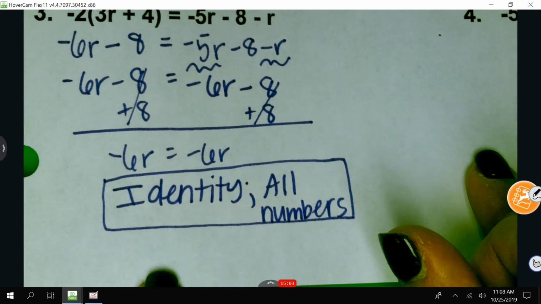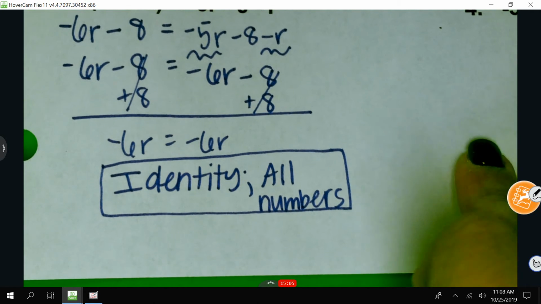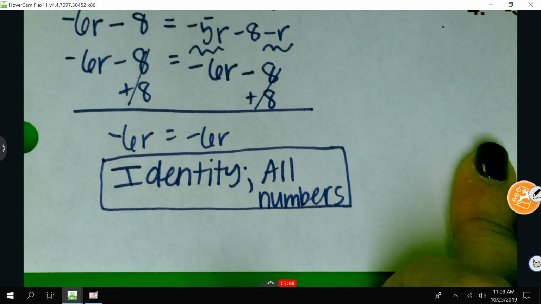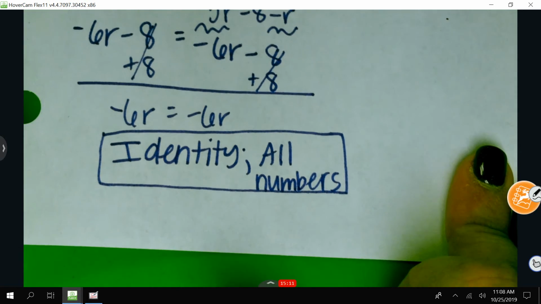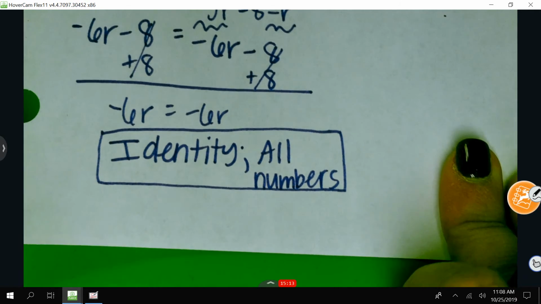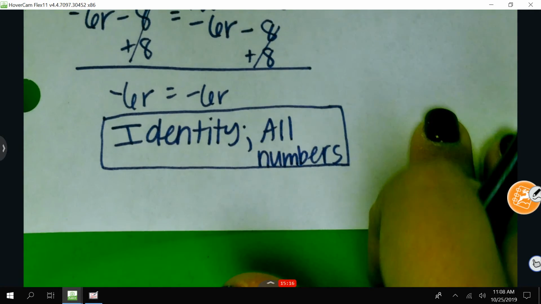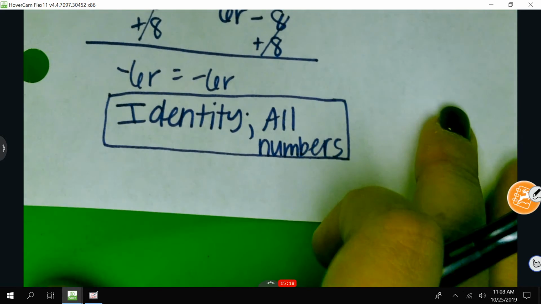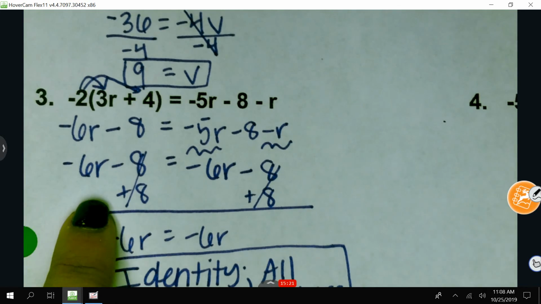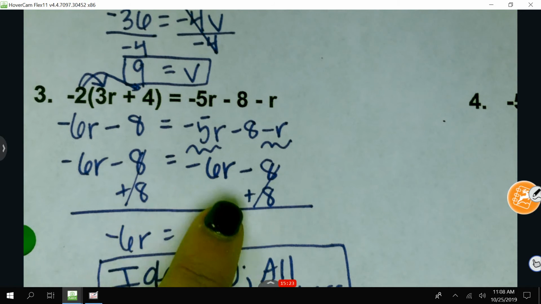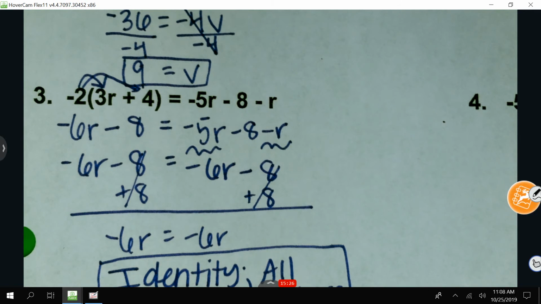So anytime that you get a number equals itself, it's going to be the identity. Okay. So if you need to make a note of that, you can. I could have stopped as soon as I got negative 6r minus 8 equals negative 6r minus 8. I don't care if you stop. If you need to work it out all the way to the end to find out that the same equals the same, you can. But as soon as you figure out that the left-hand side is completely the same as the right-hand side, then you can just tell me the identity.